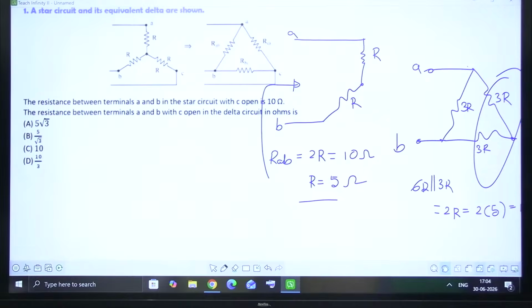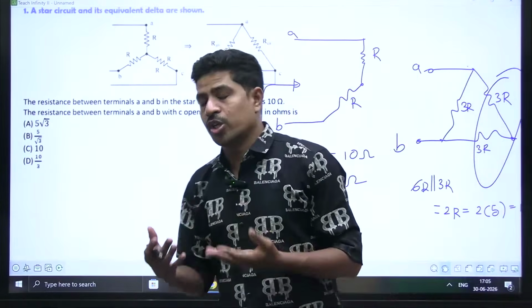I repeat the question. We have a star connected network with RRR connected across some voltage source terminals. It is consuming power of 100 watts. Now we convert the same network into delta with the same source terminals. How much power is it going to take? Same 100 watts. Star to delta, delta to star is a conversion.